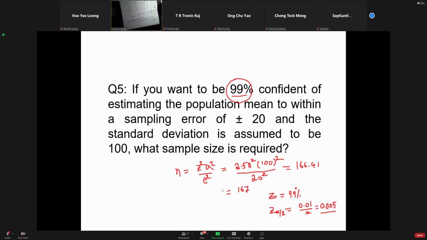So for sample size determination, we'll be using alpha over 2. So alpha is the error, and the error in this case is 0.01. So alpha over 2 is 0.01 over 2. That gives you 0.005. Is that clear, Sharmin?